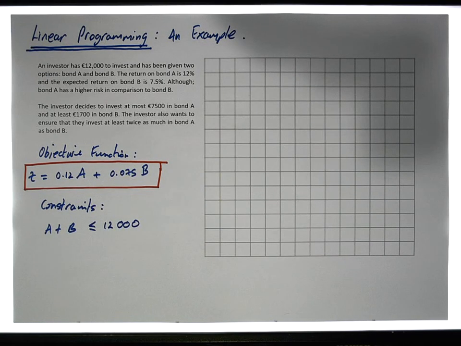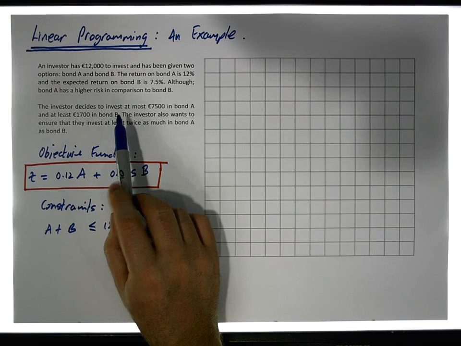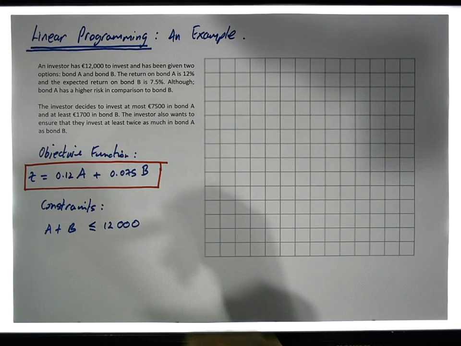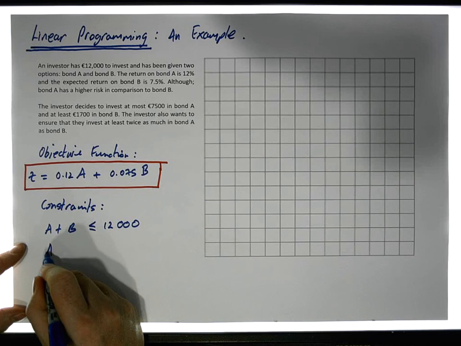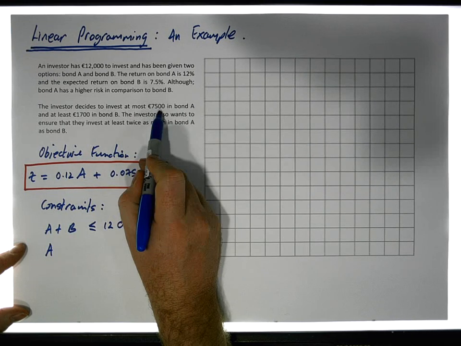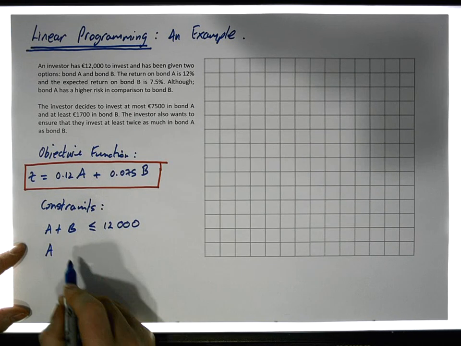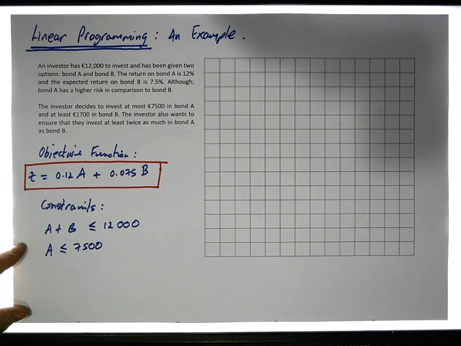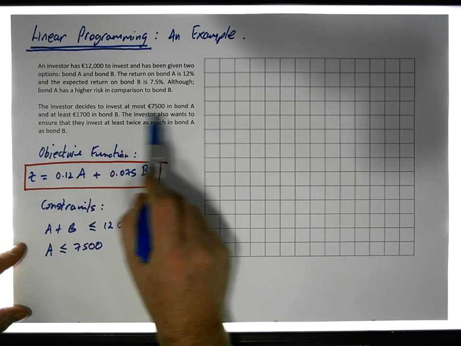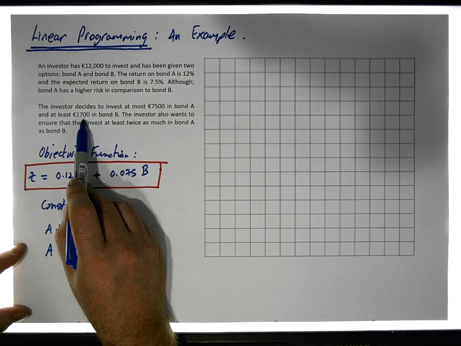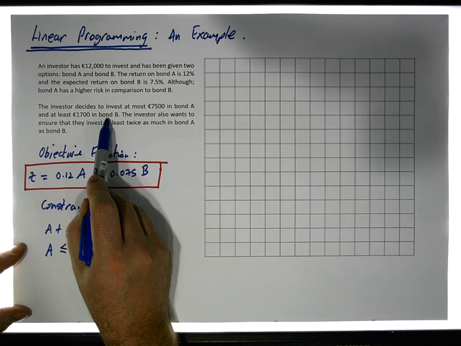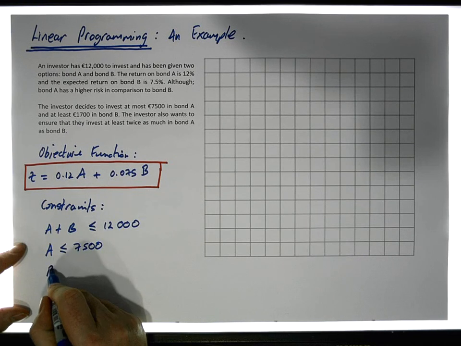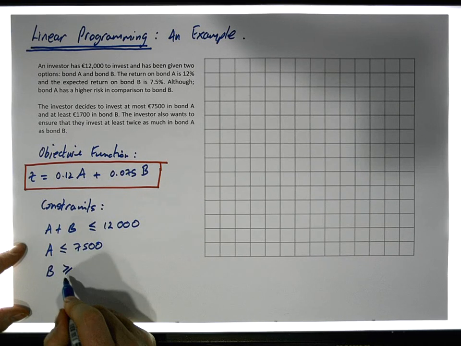The investor has also decided to invest at most €7,500 in bond A. So the amount that we invest in bond A can't be any more than 7,500, so A must be less than or equal to 7,500. And they expect to invest at least 1,700 in bond B, which means that the amount they invest in bond B is greater than or possibly equal to €1,700.